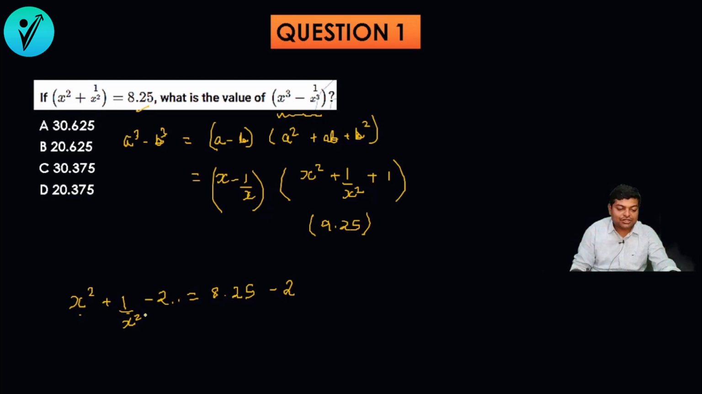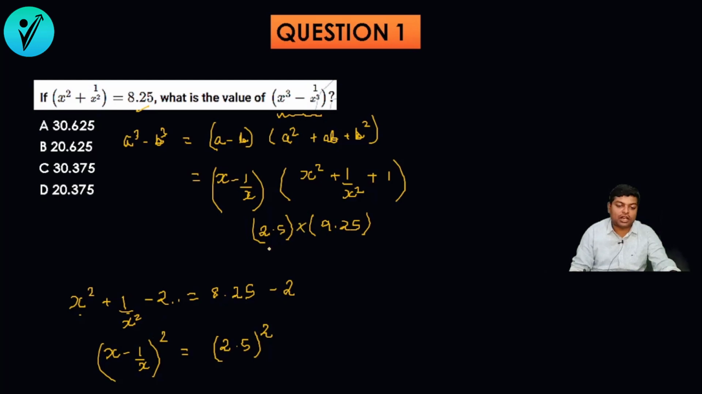So it's actually x minus 1 upon x whole square. So x minus 1 upon x whole square is what? 8.25 minus 2, which is 6.25. So 6.25 is 2.5 whole square. So if x minus 1 upon x whole square is 2.5 whole square, what will be the value of x minus 1 upon x? It will be simply 2.5.